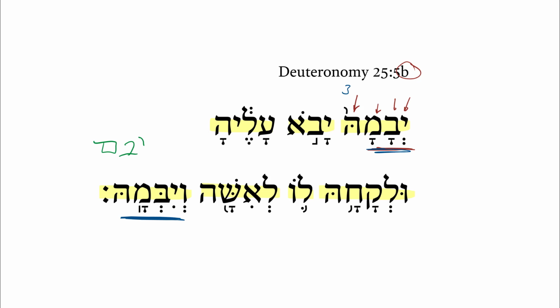We do see the third feminine singular pronominal suffix on here, and then, of course, notice that mapik that is distinctive of that suffix. So her husband's brother, he shall enter over her, or to her, might be a better way to say that in English. He shall enter to her. Here we have a Qal imperfect third masculine singular of the verbal root bet vav aleph. So he shall enter to her, and he shall take her.